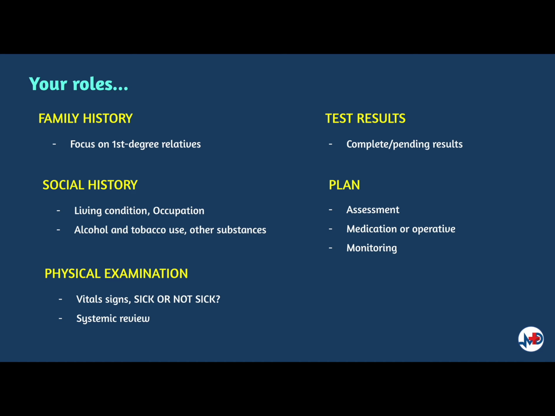Review of symptoms. The review of symptoms is sometimes included in the history of presenting illness, but it may also be documented separately or presented separately. Review of symptoms includes constitutional symptoms, central nervous system symptoms, respiratory system symptoms, cardiovascular, gastrointestinal, genitourinary, endocrine system, and also musculoskeletal system symptoms.